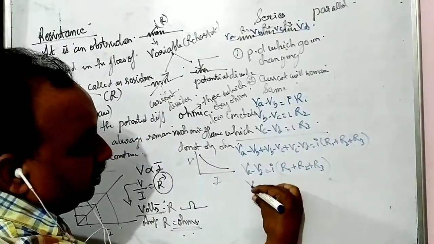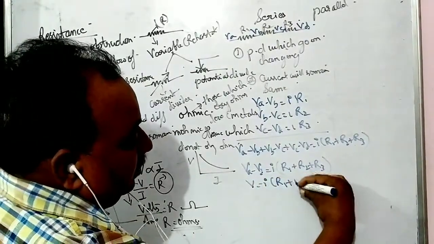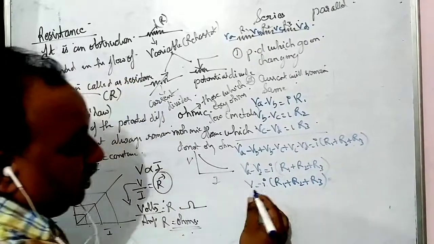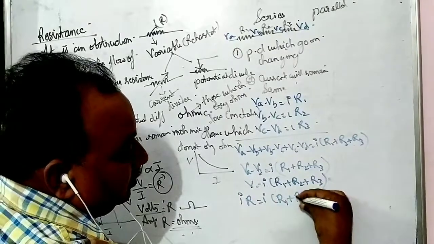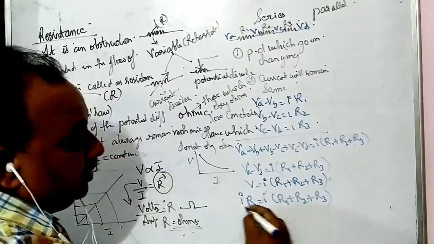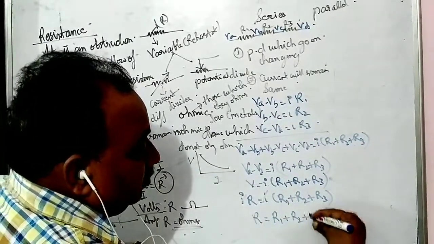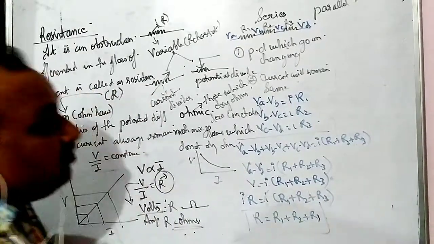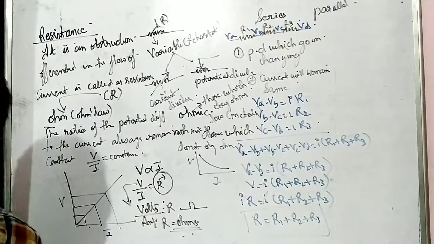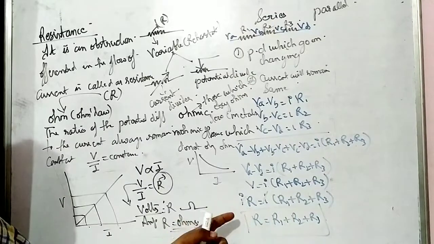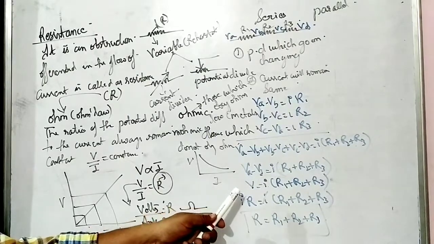VA minus VD is denoted as V. It is equal to I times R1 plus R2 plus R3. V is represented by IR, so IR is equal to I times R1 plus R2 plus R3. I and I cancel. So resistance R is equal to R1 plus R2 plus R3. It means that whenever resistances are connected in series, the total resistance is the sum of all the resistances. Total resistance will increase. Is this clear?